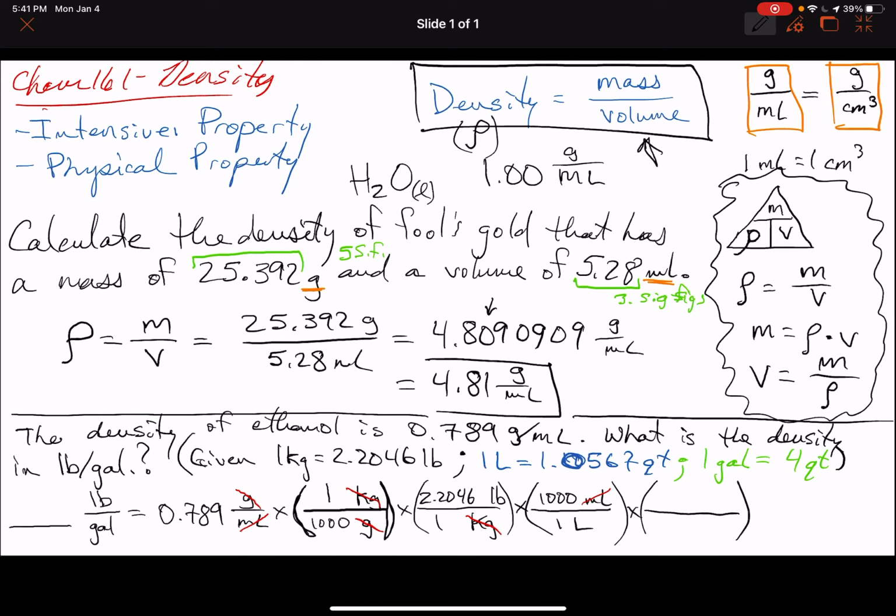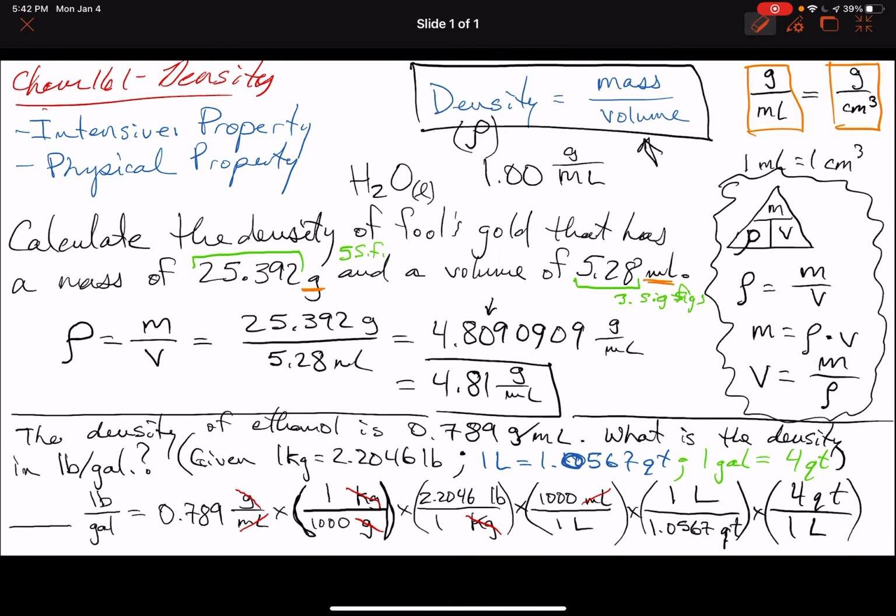Okay, so let's cancel the liters. It looks like 1 liter is equal to 1.0567 quarts. And then we can use the final bit of information here, knowing that 4 quarts is equal to 1 gallon. And that would give us our answer. So I'll just try to make some room to show the next part of the calculation here. Delete out our little trick here.